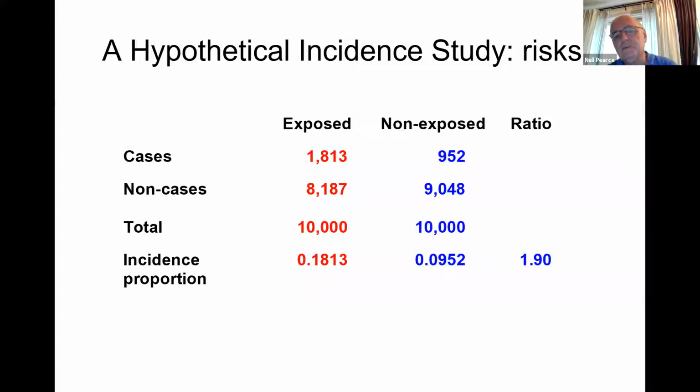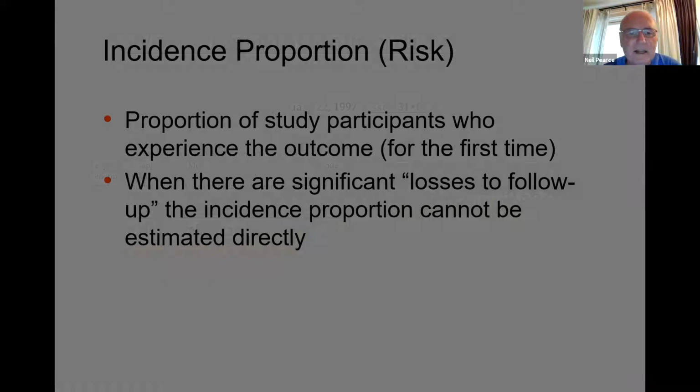Now, if you followed everyone right to the end, like if we followed people for 150 years, and suppose we were studying death from any cause, then what would be the risk of death in the exposed group? Well, it would be 10,000 out of 10,000, because we all die once. And in the non-exposed group, it would be 10,000 out of 10,000. So in fact, the risk ratio, if you follow people long enough, goes down to 1, because everyone dies once. There's 100% mortality in the exposed group and 100% in the non-exposed group. So these are the problems of calculating risk.